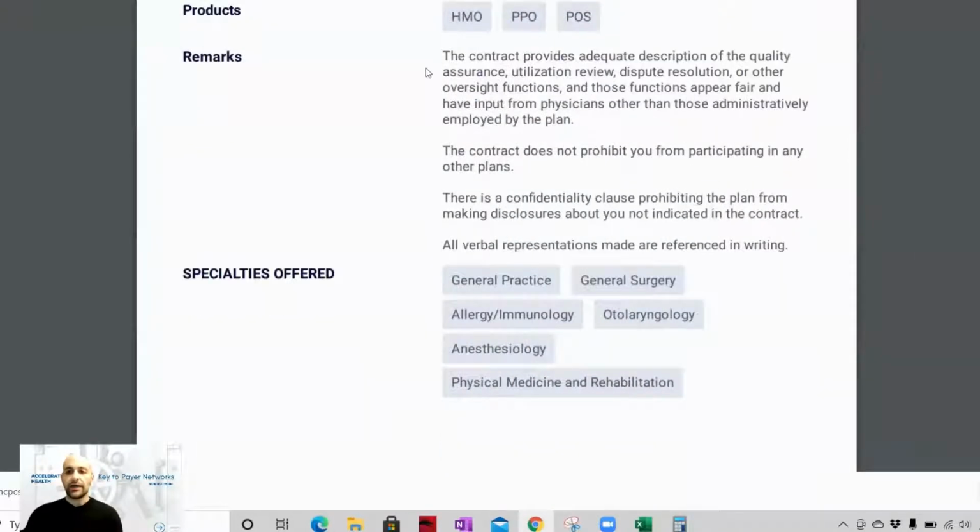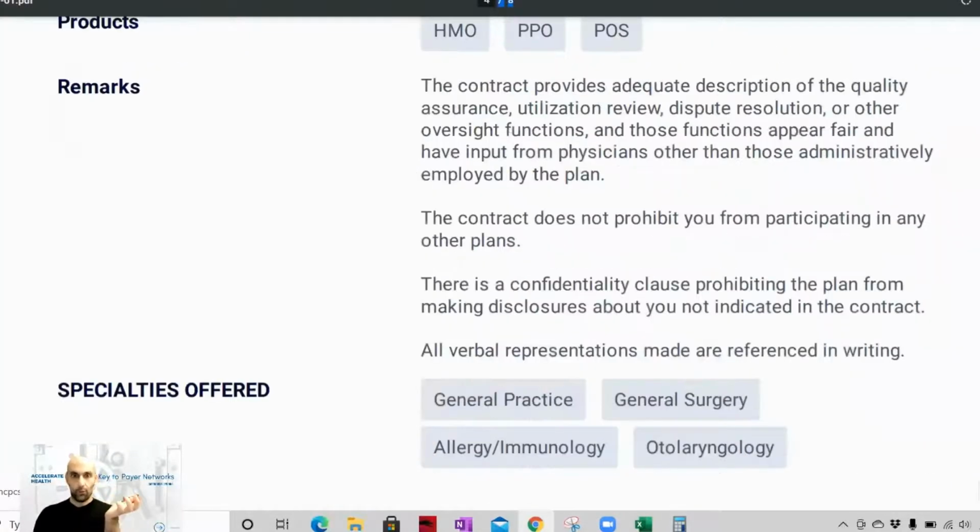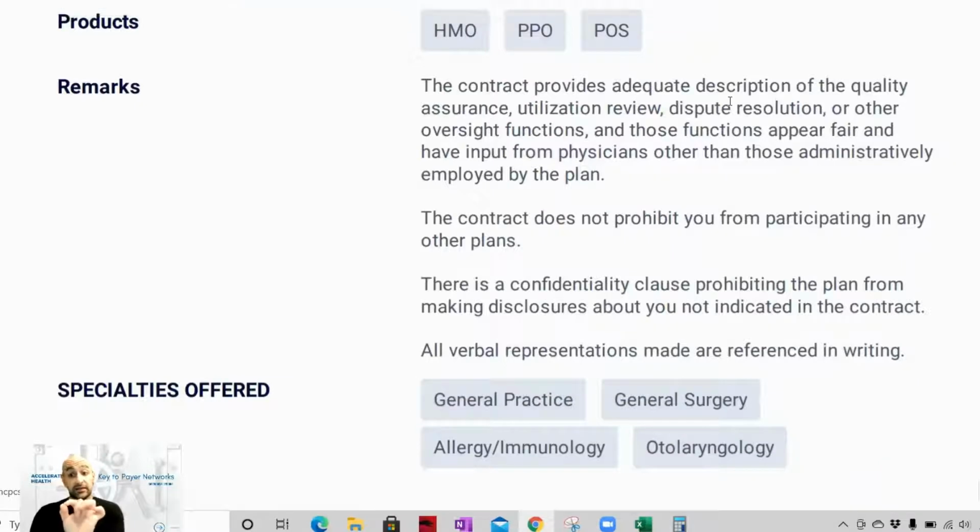And so as we go on, remarks, as I indicated earlier, anything remarkable is indicated here. For example, you should know that the contract does provide adequate description. It says that the functions may appear fair and have input from physicians. Now, it's up to you throughout the course of your relationship with the payer to determine whether that's how you feel based on what you've seen. It's easy to miss that in a contract of many pages.